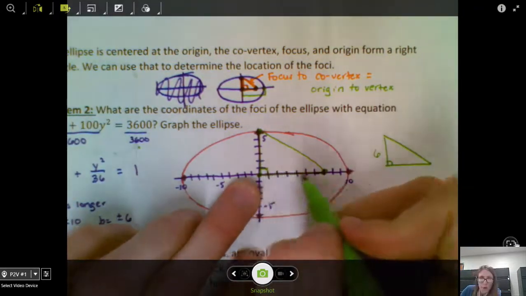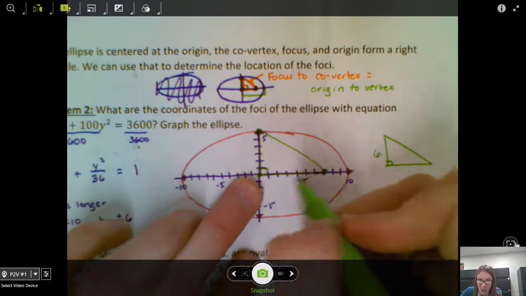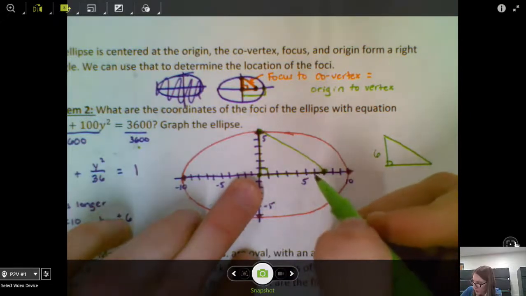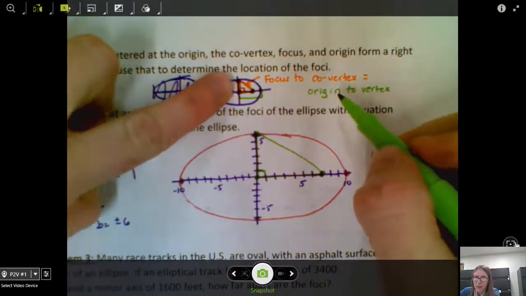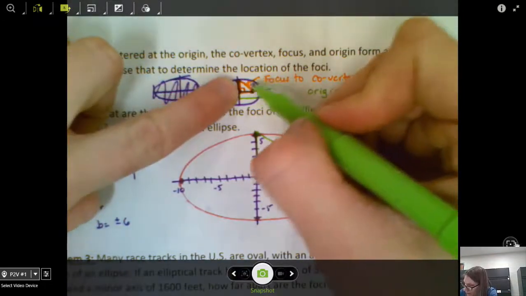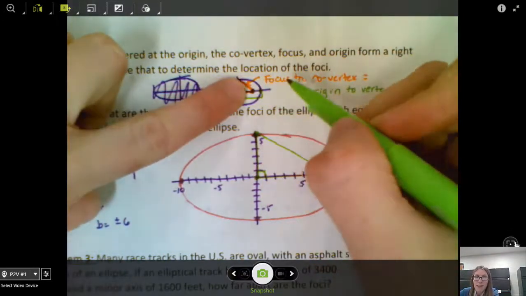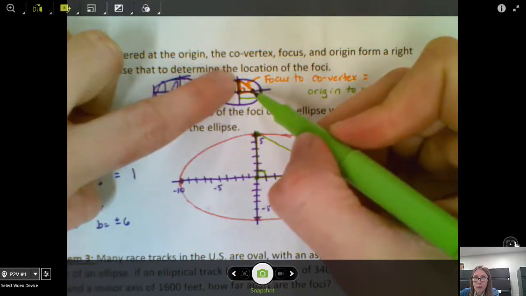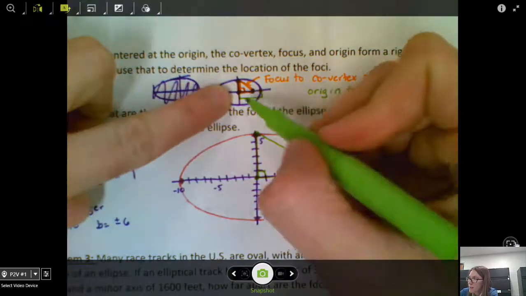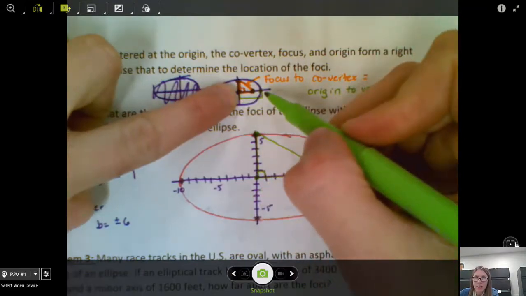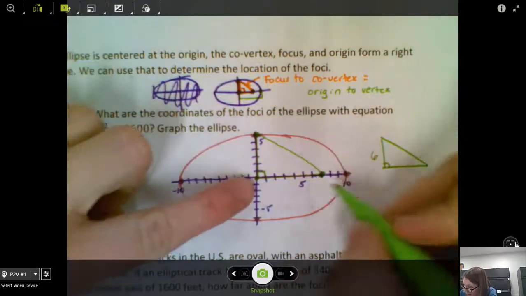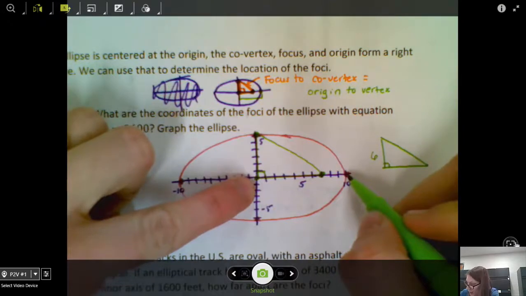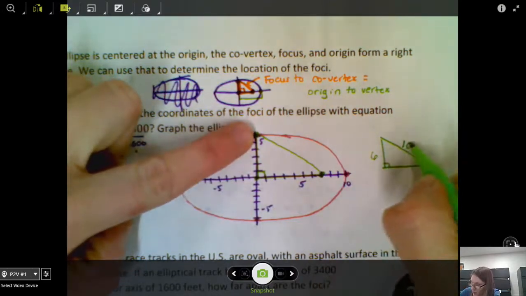And I don't know this length. If I knew this length, I would know where my focus was already. But if you look back up here again, this hypotenuse of my right triangle tells us not only the distance from the focus to the co-vertex, but it also tells us the distance from the origin all the way out to the vertex. And I do know that because I know my vertex is at 10. So this hypotenuse length is also 10.